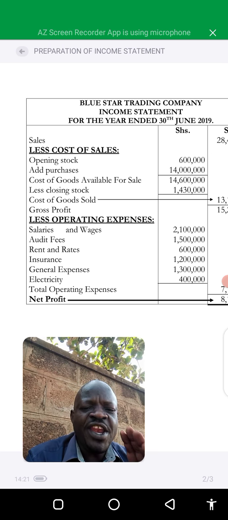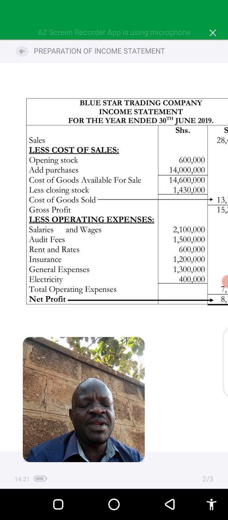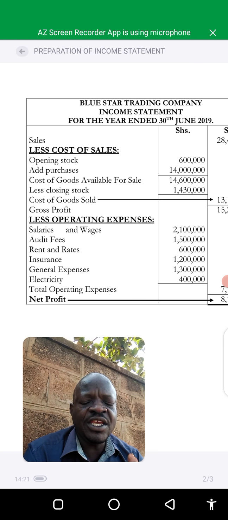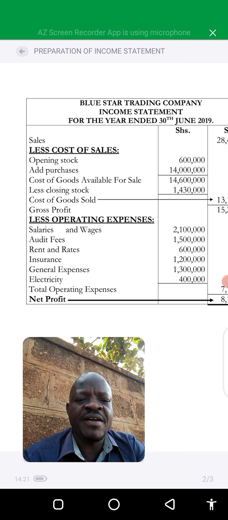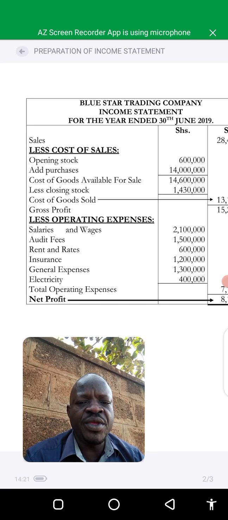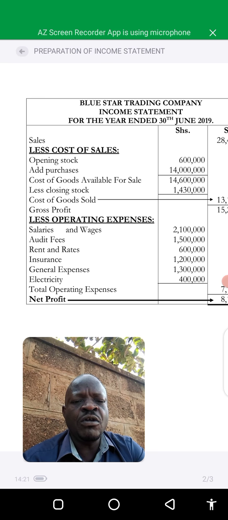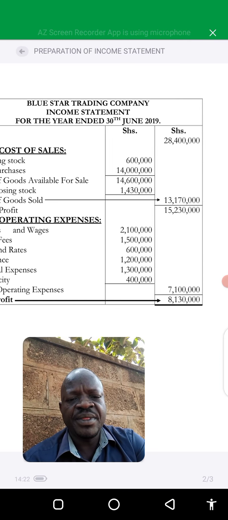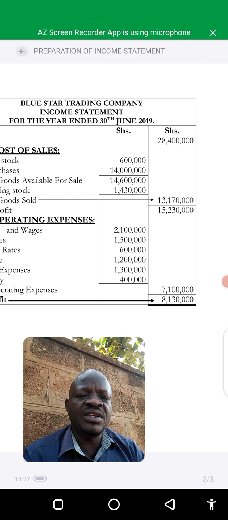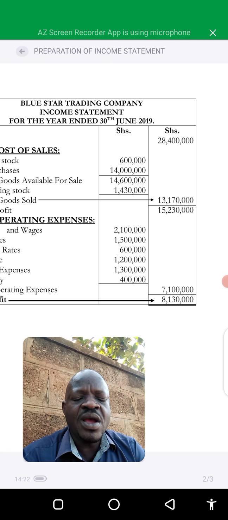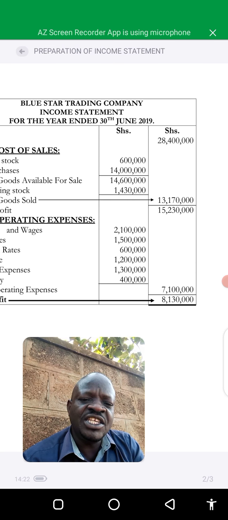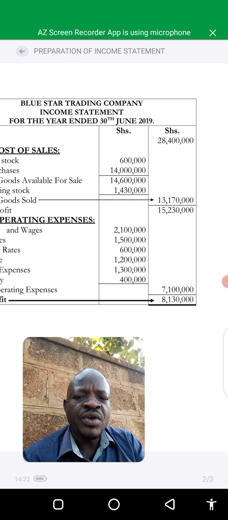400,000. Therefore, when we add all these items, 6 of them that we see in this question, we shall get what we call total operating expenses. That is for the whole year. We are adding the sum total. They are not for only 1 month, but for the whole year. Therefore, we shall get total operating expenses and put them in the last column. And when we add those, we are getting 7,100,000.